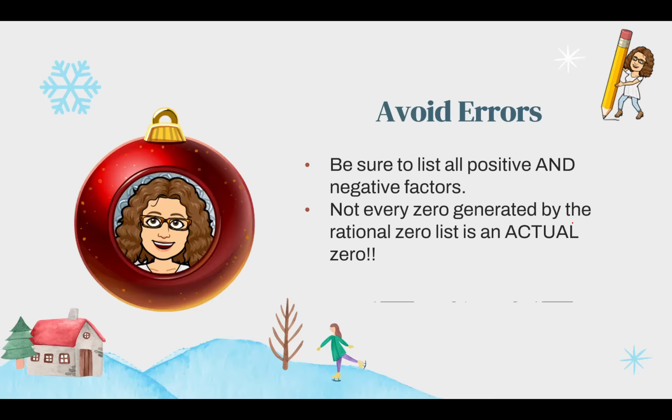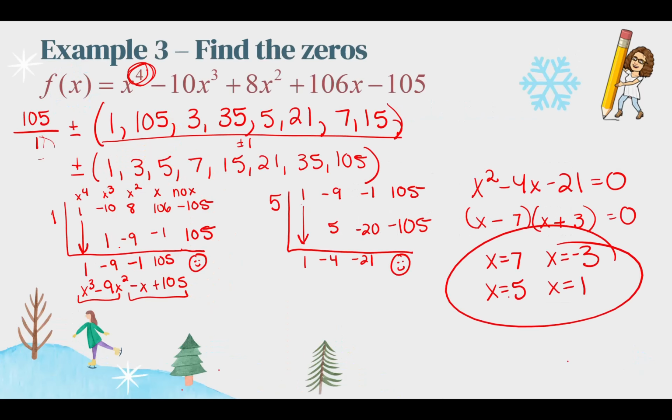Now, note, make sure to list all positive and negative factors, okay? Because negatives do, in fact, help us finding that final answer. And then not every zero generated by the rational zero list is an actual zero. So when over here, I have all of these numbers right here, they are not all answers. They're possible answers. It's kind of just giving you like a possible pool to pick from. But here's the cool thing is all of your answers should be in your possible zeros list. That is something that you can use to check your work to make sure you are right.